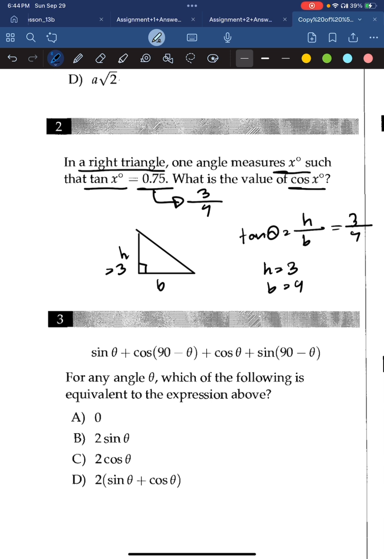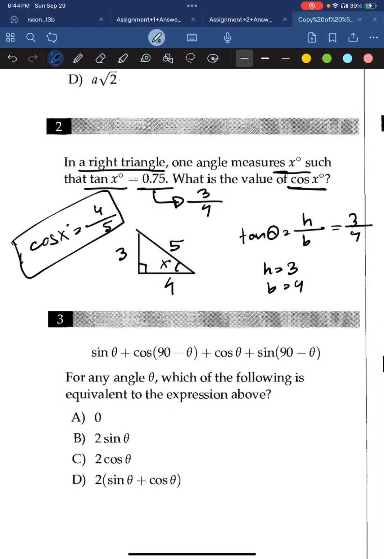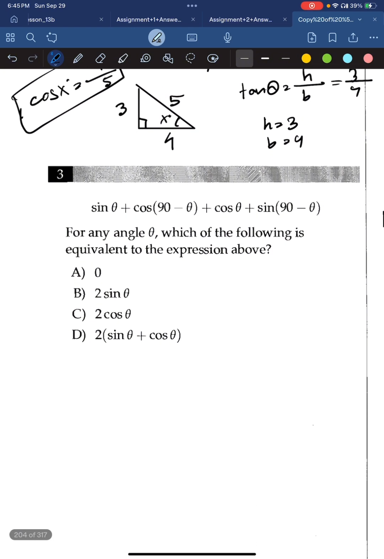Height is equal to 3 and base is equal to 4. What's the opposite? It's 5. We have to find cos x. So cosine of x should then be 4 over 5. It's easy, right? Okay, so let's get into the next question.